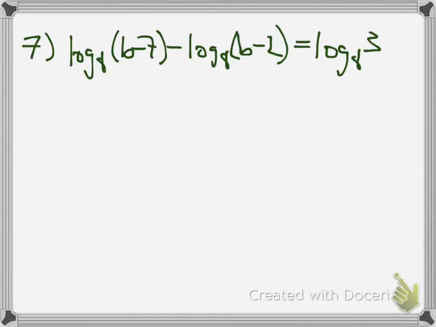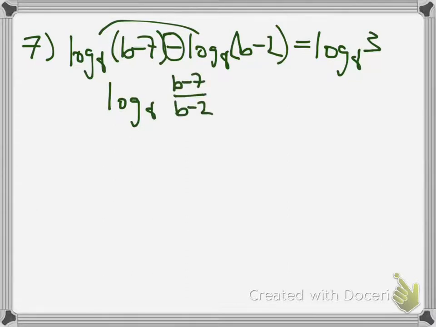Next one. Okay, so I want to get rid of the logs here, but before that, everything is inside the logs, but you can't get rid of log 8 just like that. You have to have a single log on each side. So how do I join these two logs? Well, because of that minus, I can divide. So I'm saying log base 8 of (b minus 7) divided by (b minus 2) equals log base 8 of 3. All right.